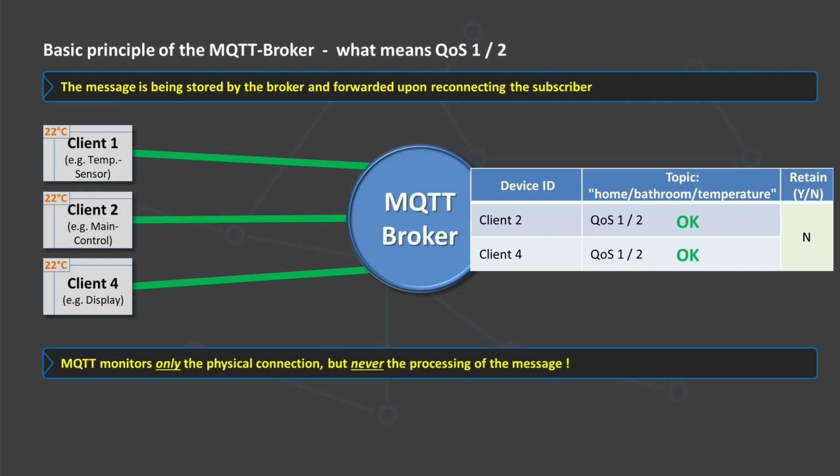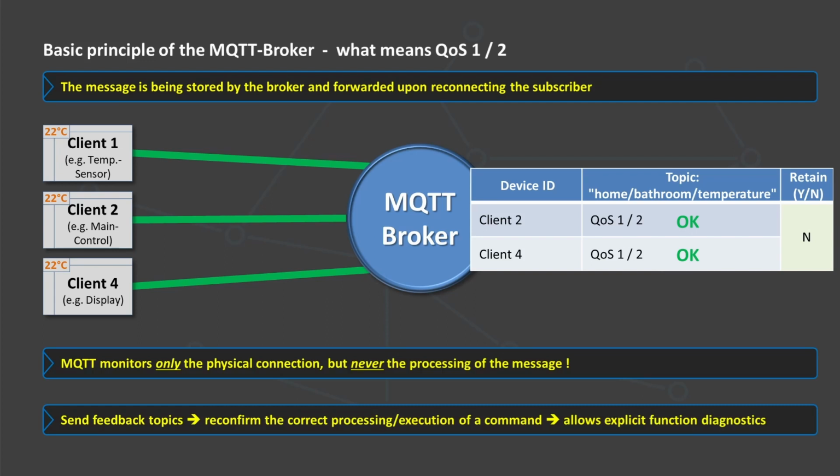MQTT can never tell if the receiver has properly done what we have expected it to do. Therefore, we must use an additional method which allows diagnostics or function monitoring for the control logic. For example, in case a feedback as part of an additional MQTT message is not returned by the receiver, the control logic can easily detect a connection problem or communication or processing misbehavior.